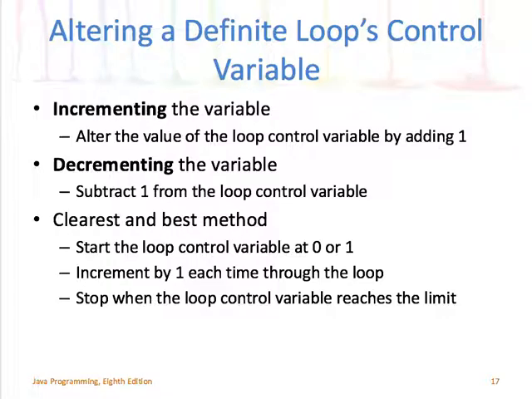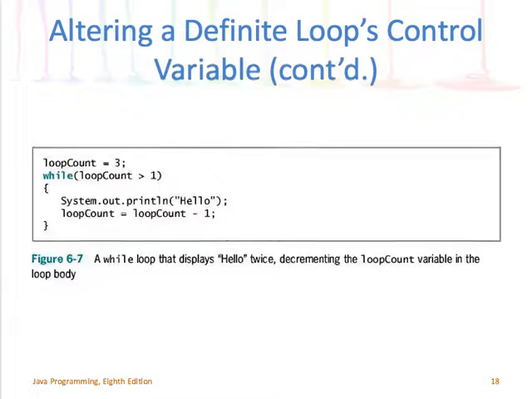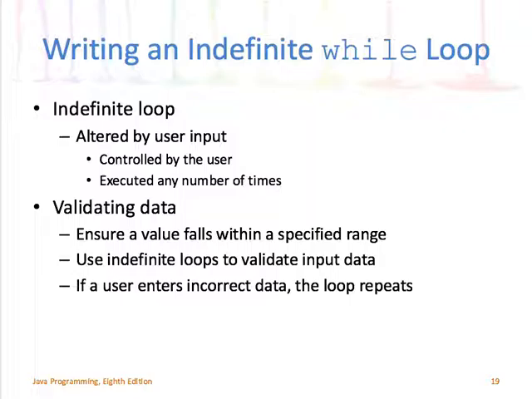The clearest and best method is to start the loop control variable at 0 or 1. Now I recommend 0. Always start your value at 0. That's your lowest number and that's the best method. Increment by 1 each time through the loop. Stop when the loop control variable reaches the limit. As you see here, loop count equals 3. While loop count is greater than 1, which is fine, system output hello. Loop count equals loop count minus 1.